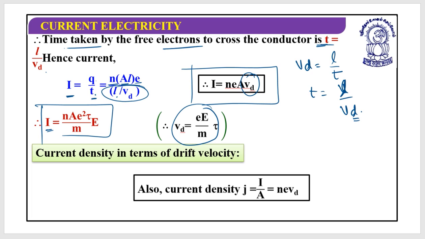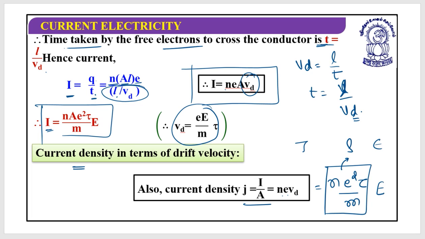If I want to write down the current density, then J is equals to I by A. Then this is equal to n e Vd, which can be written as n e square tau divided by m into E, and this is the resistivity, rho, and this is E. So J is equal to rho into E. Yes, this is the resistivity that we know.